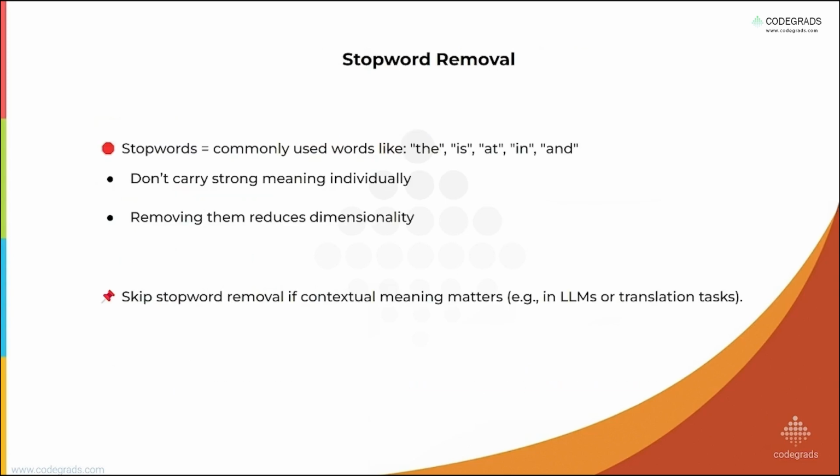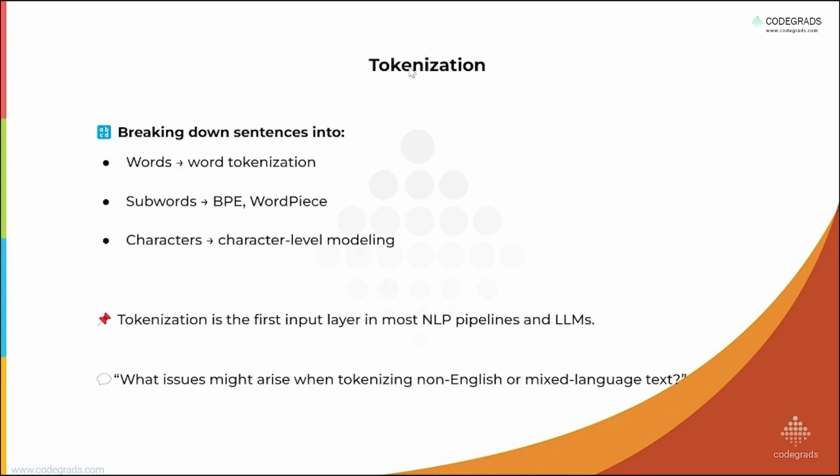Stopword removal. Now stopwords are commonly used words like is, at, in, and the, and they generally don't carry any strong meaning individually, and removing them reduces dimensionality. Now we will try to skip stopword removal if contextual meaning matters. So if you want to understand the complete context of any sentence, or the tense of any sentence, or the whole meaning of a particular sentence, then in such cases we try to skip stopword removal.